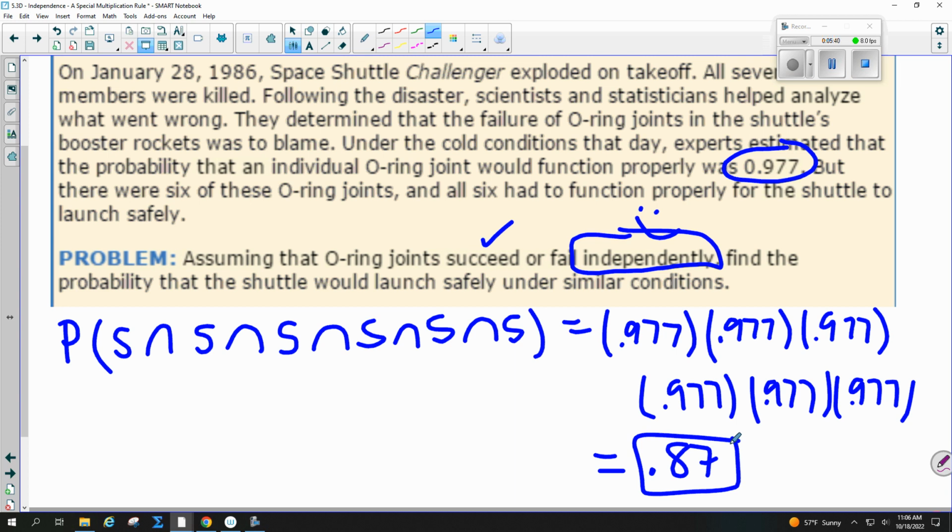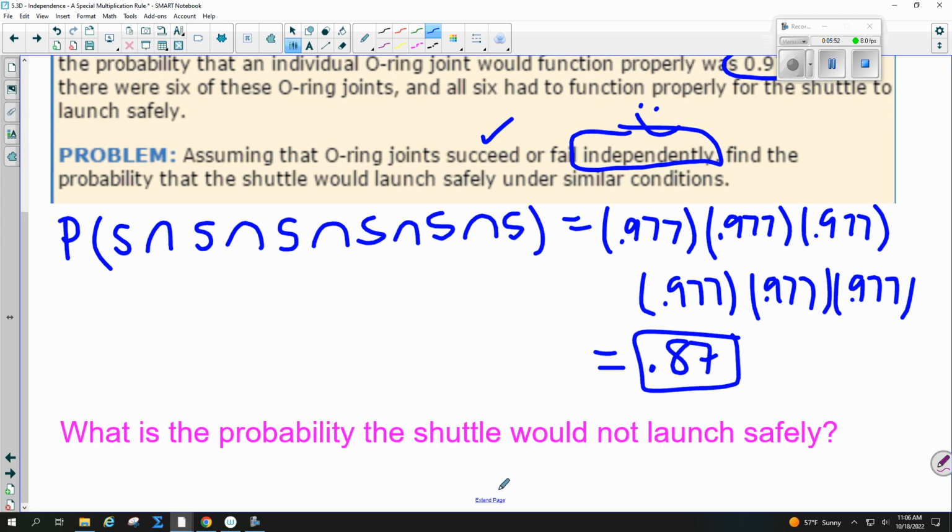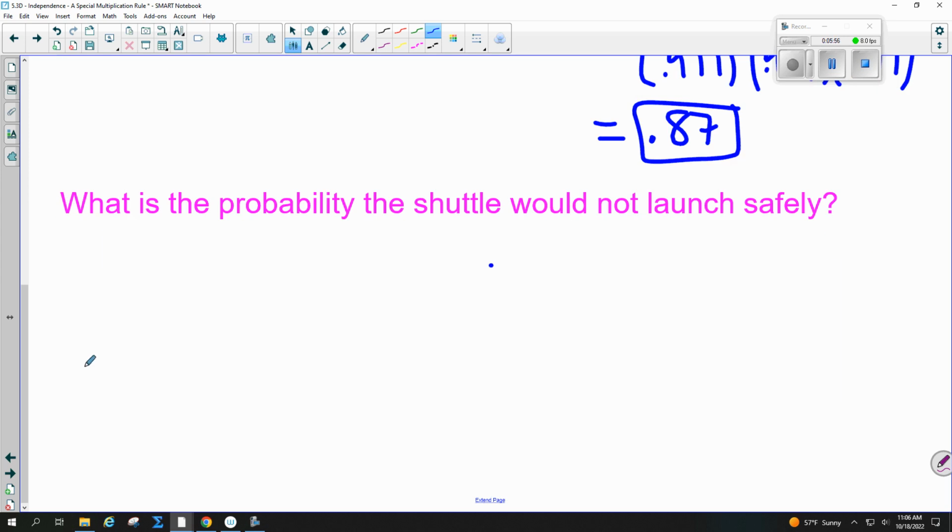So I don't know if you guys would take your chances on a rocket if you knew it was an 87% chance of success. But they were the unlucky 13%. Okay? So what is the probability the shuttle would not launch safely? There you go. It would be 13%. All right? Which would actually be this right here.